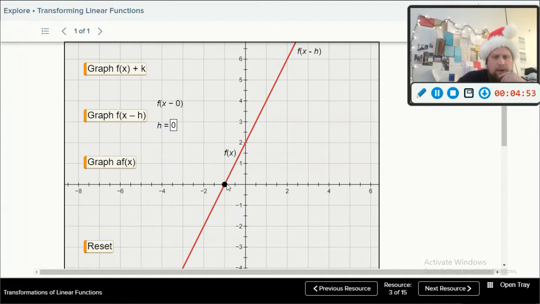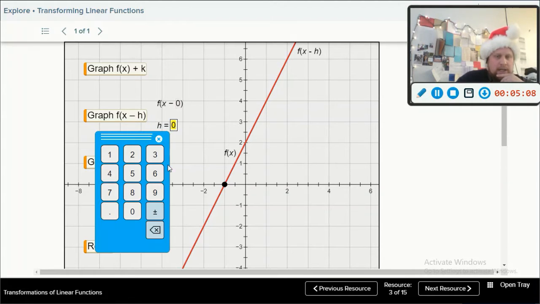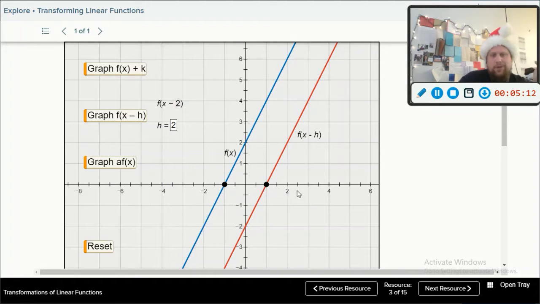But look at this point right here. Let's see what it does. Now notice it's x minus, so if I put in a positive value for h, it's going to be f of x minus whatever. If I put in a negative value, it's going to turn this to a plus because minus minus makes a plus. But watch this. Let's put in a positive value of 2. What direction do you think that'll go? It goes to the right.